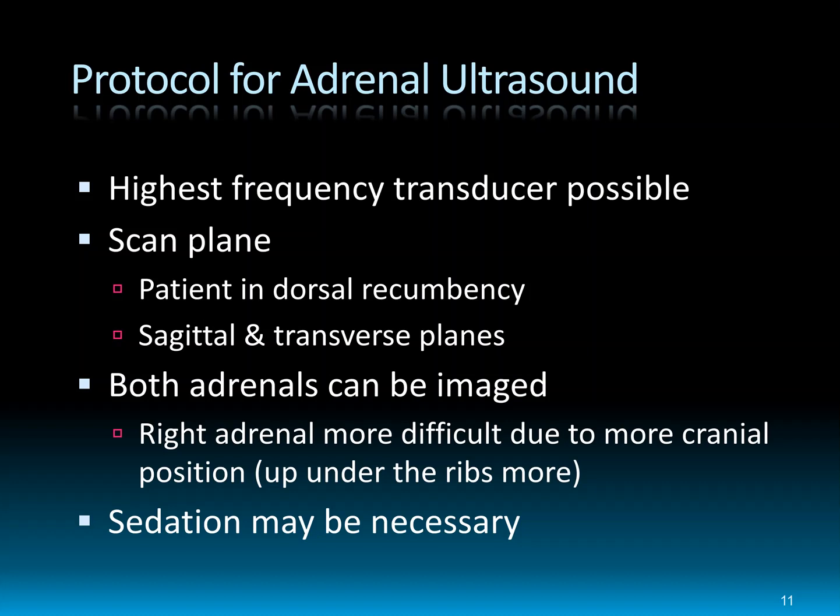I like to scan my patients' abdomens, pretty much any part of the abdomen, in dorsal recumbency. You can use lateral recumbency, but for most people it's easier to find the adrenal glands with the patient in dorsal recumbency. You're always going to want to image them in two planes, a sagittal plane and a transverse plane. Most of our classic images come from the sagittal plane, but you also want to image in a second plane just to make sure you don't miss anything.